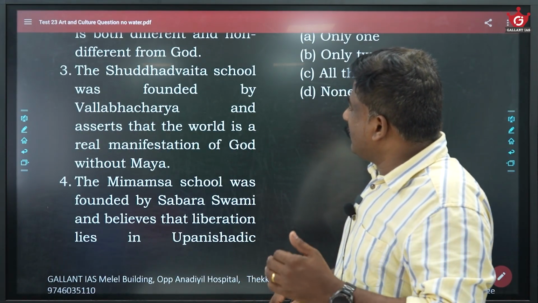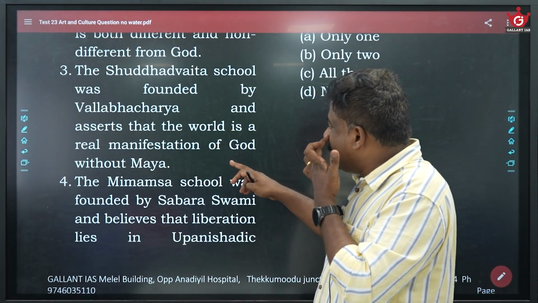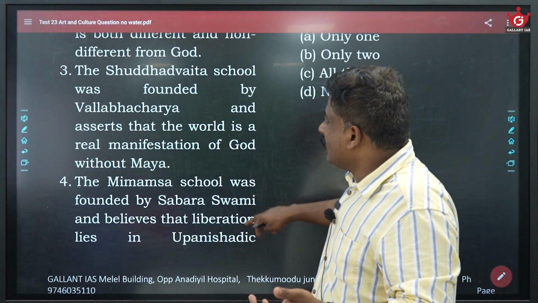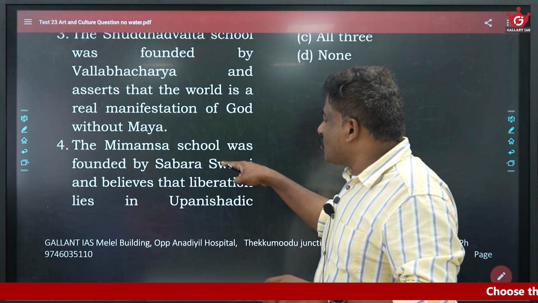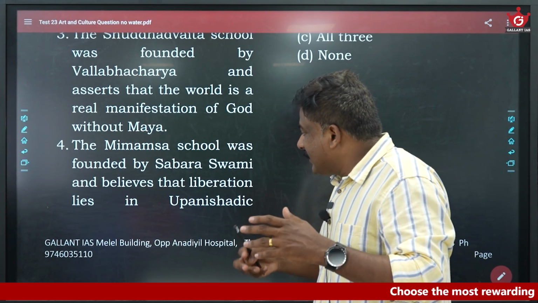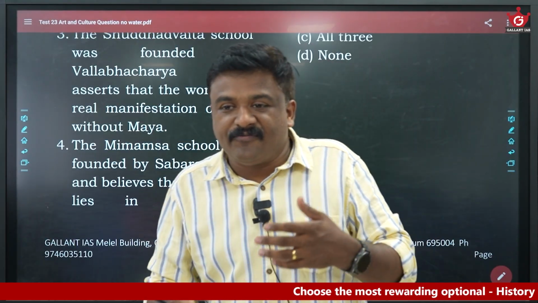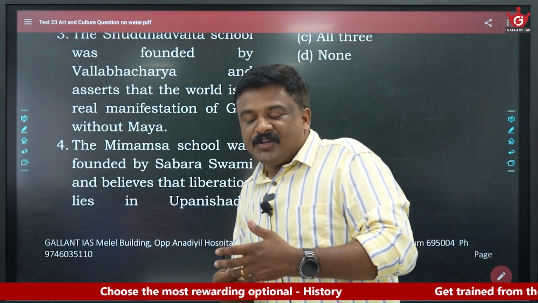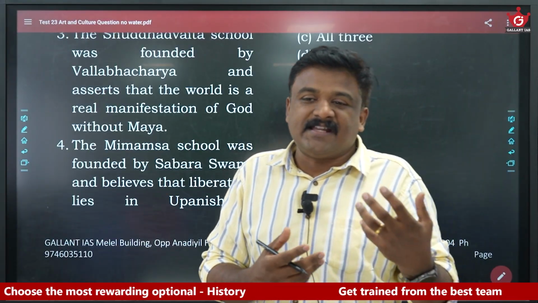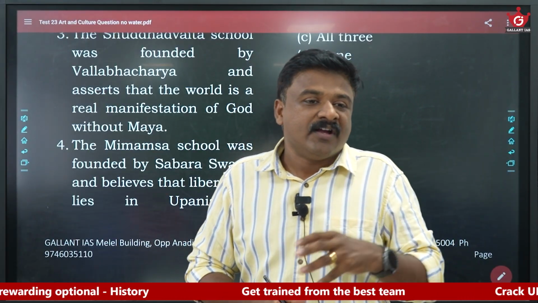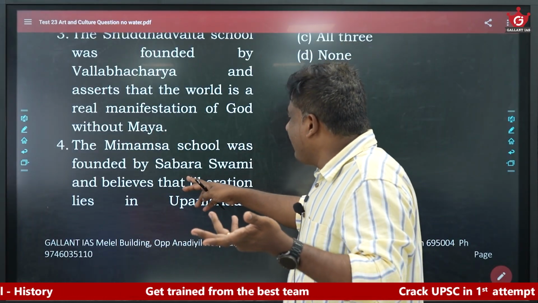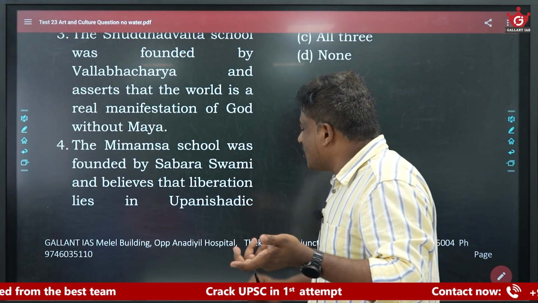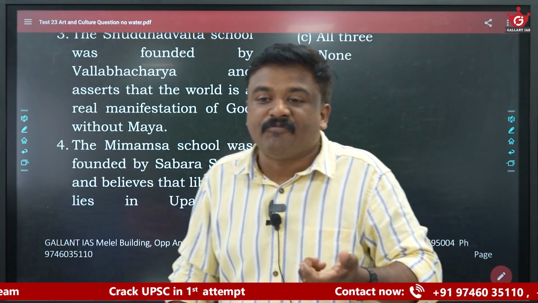Shuddha Dvaita, that was founded by Vallabhacharya, asserts that the world is a real manifestation of God without Maya. That is also true regarding Shuddha Dvaita, Pushti Marga. Now, Mimamsa school was founded by Sabbara Swami. That itself is wrong. You know that there are different schools founded by different philosophers. Am I right? Samkhya is by Kapila, na? Yoga is by Patanjali. So just see what are the different schools founded by different sages. Here, I haven't heard any name like Sabara Swami, and it believes that liberation lies in Upanishad. You know the basic principle of Mimamsa.